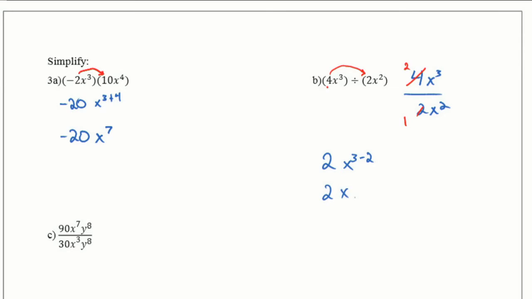So I'm going to get 2 to the x. 3 minus 2 is 1. I could write in the 1, that just kind of looks silly. If there's no 1 there, we just assume it's there. So I would probably write this as just 2x. So I divide the 4 and the 2, because they're my coefficients up front. I have the same base, so I deal with my exponents, and because I'm dividing, I'm subtracting those.